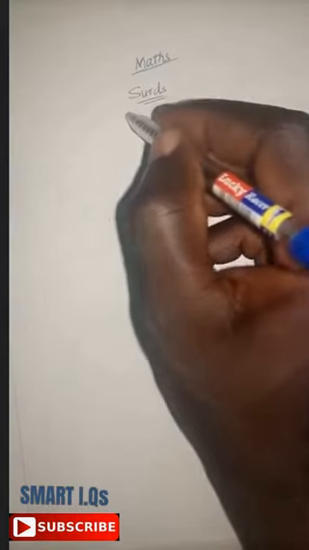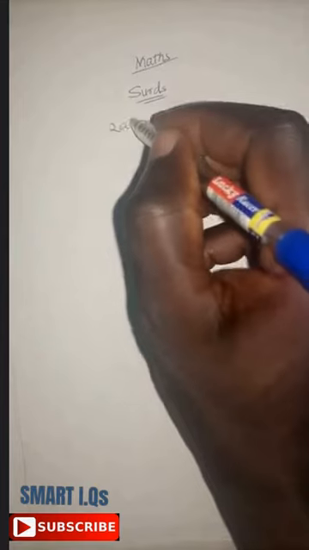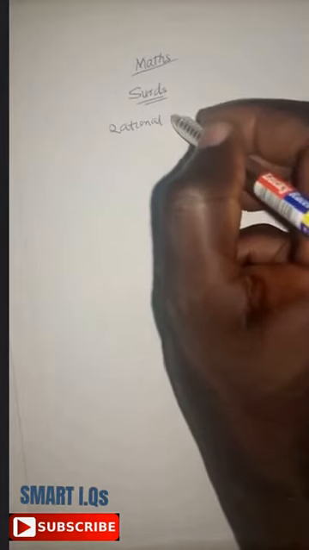This is Smart IQ. We are going to be rolling on the topic in mathematics today, and that topic is known as surds. Before we talk about this topic, it will be very good for you to understand what rational numbers are.